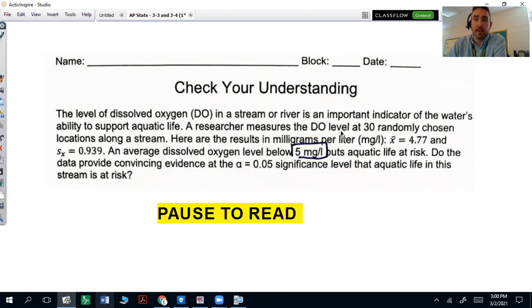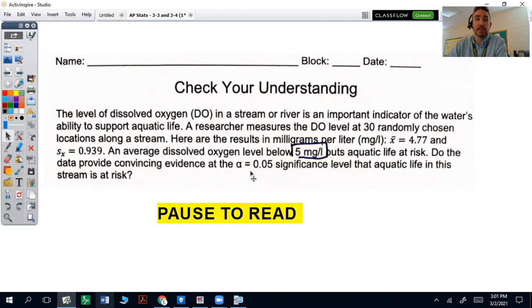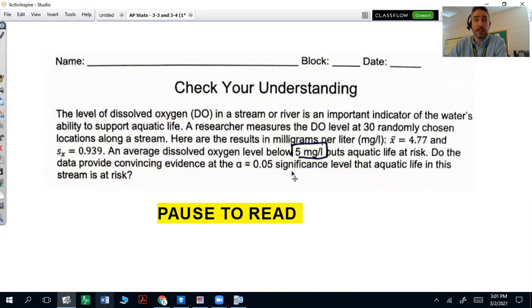A researcher measures the DO level at 30 randomly chosen locations along a stream. Here are the results in milligrams per liter. The sample mean is 4.77 and the sample standard deviation is 0.939. We have an average dissolved oxygen level which is below 5 milligrams per liter. Anything below 5 milligrams per liter puts aquatic life at risk. Our sample mean is 4.77. Do we have data convincing enough to provide evidence at the alpha equals 0.05 significance level that aquatic life in the stream is at risk?